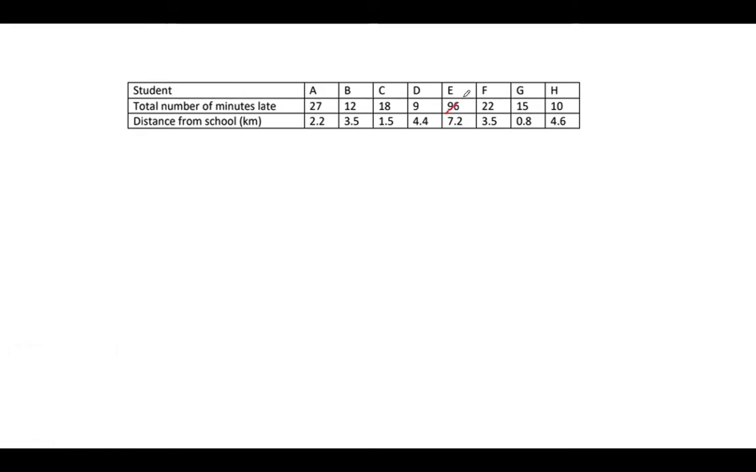So the biggest number is 96. This goes 1, 2, 3, and I've noticed that this one should actually be 3. So this one here is going to be 4, 5, 6, 7, 8. And it should be between 1 and 8 because we have got 8 variables.